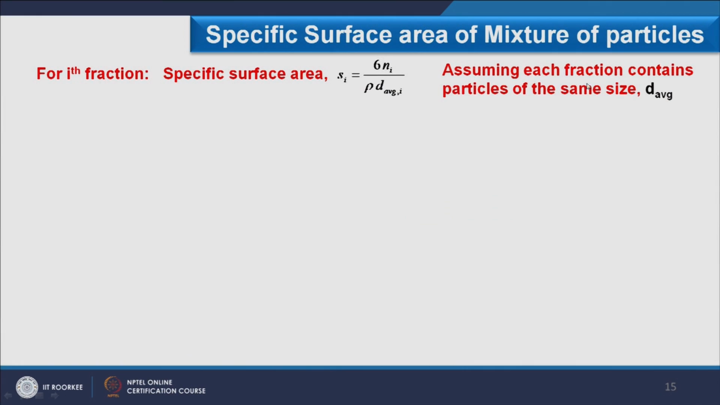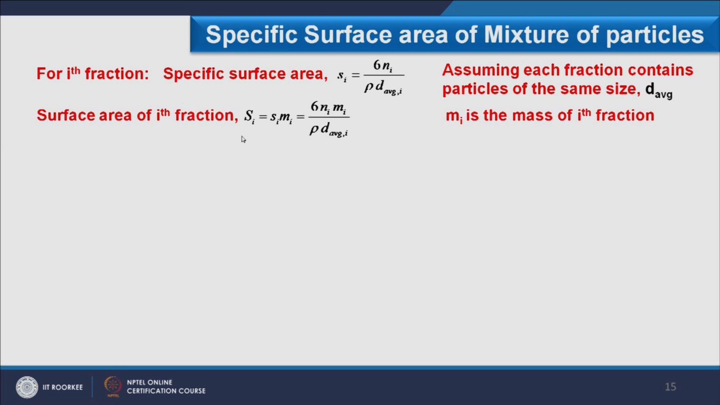Now, in this ith fraction I have considered D average i, and here we have assumed that this particular fraction, or similarly any other fraction, contains particles of the same size, that is D average. So, how can we compute the surface area of the ith fraction? That we have denoted with capital Si. So, that would be small si, that is nothing but this, into total mass available in the ith fraction. So, that is 6 Ni Mi by rho D average i, where Mi is the mass of the ith fraction.